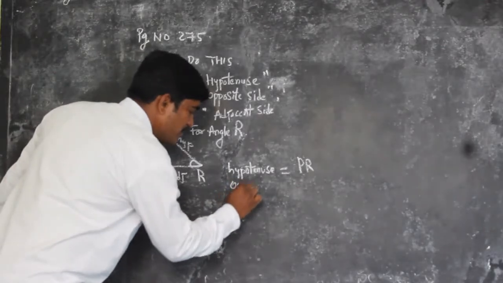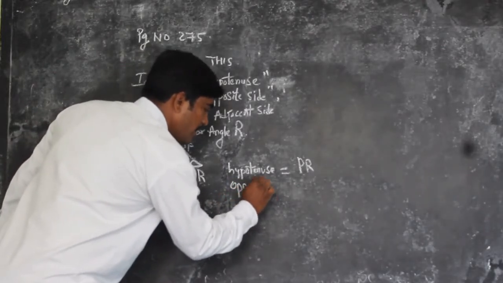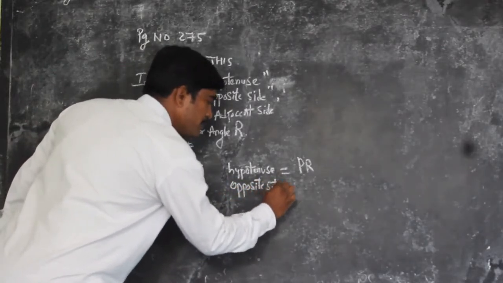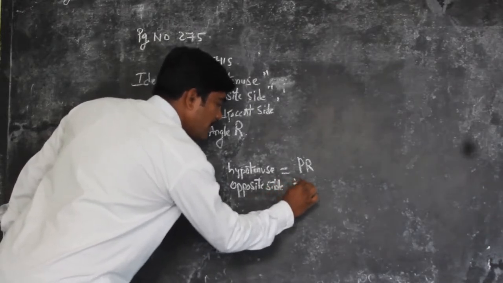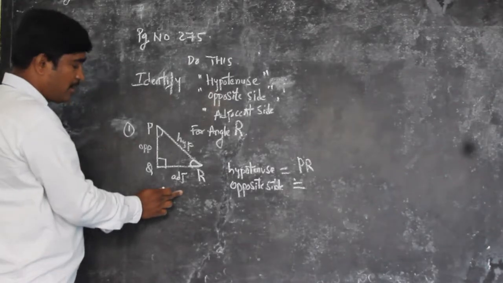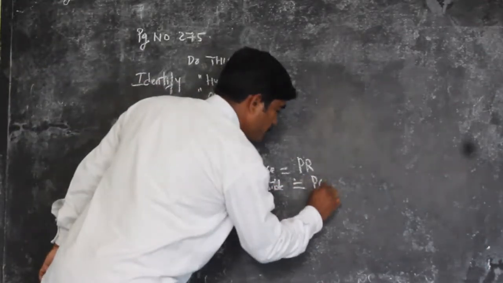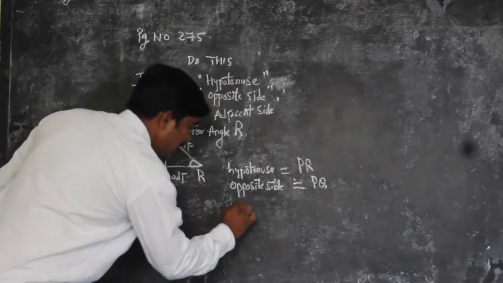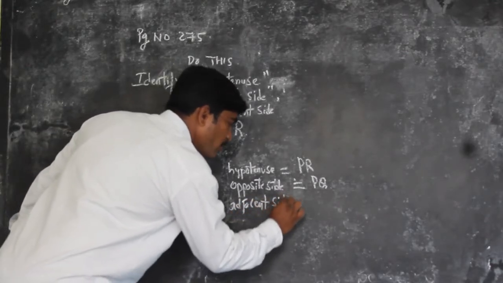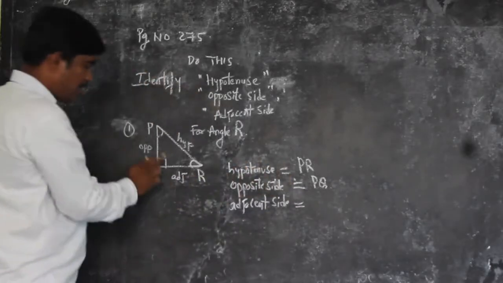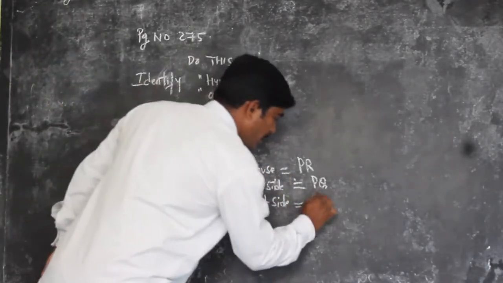And what is the opposite side to R? Nothing but PQ. Now similarly, what is the adjacent side? The adjacent side is nothing but QR.